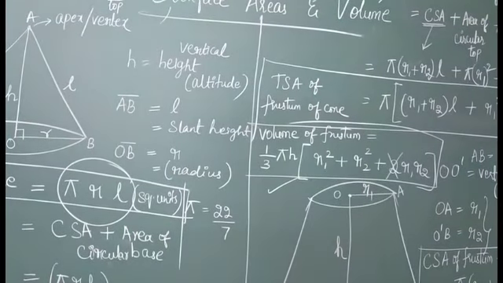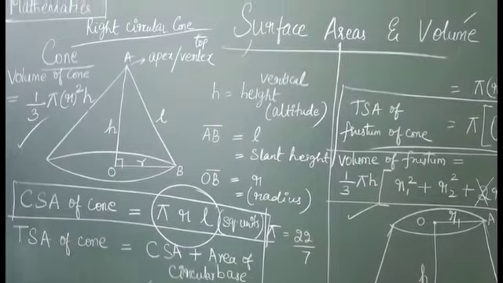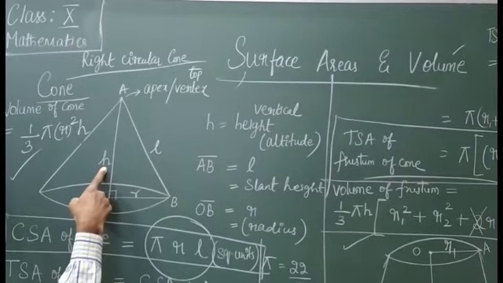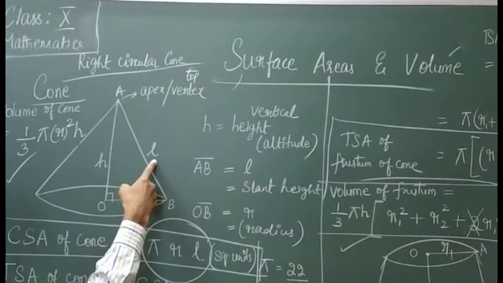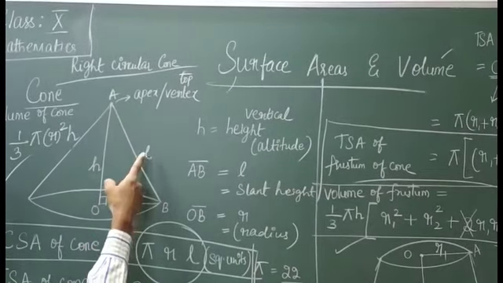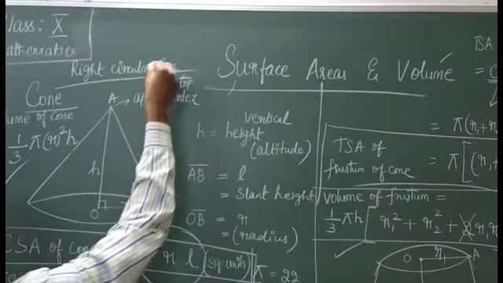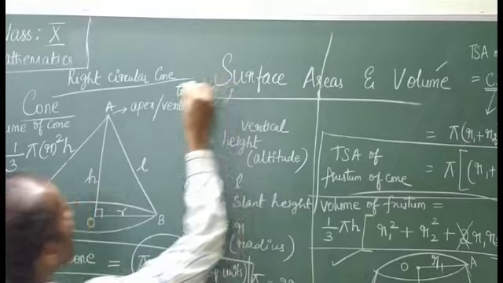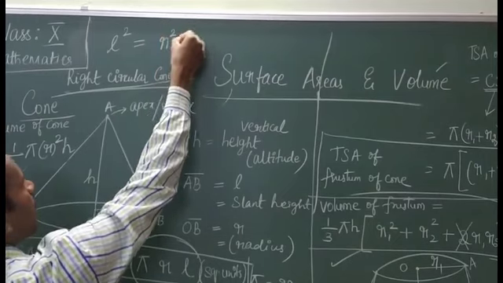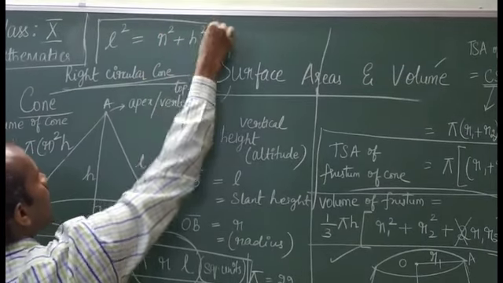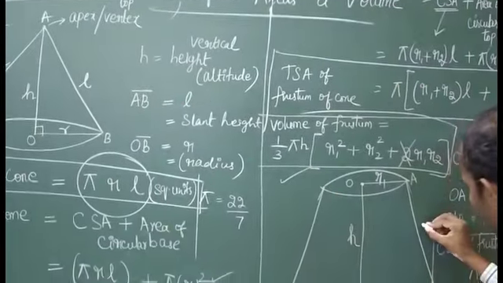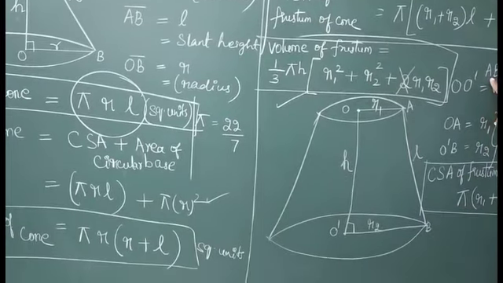Followed it? In most of the questions, sometimes they have given the values of height and radius, but L is not given. In such a case, we can find it by making use of the Pythagoras theorem, since this is a right angled triangle. In case of a right circular cone, L square is equal to R square plus H square. Here, the slant height is AB, which we have written as L.